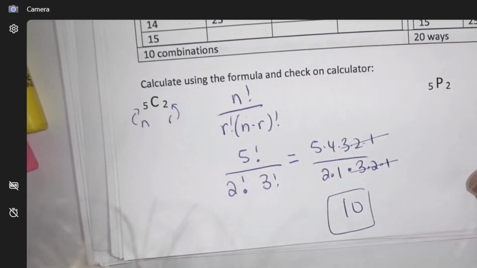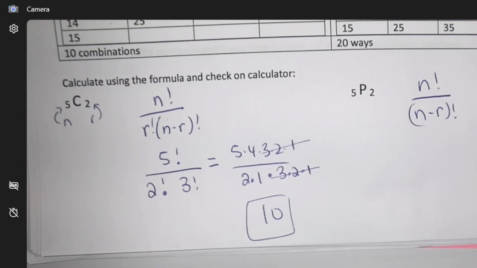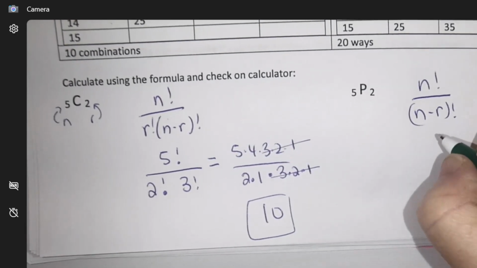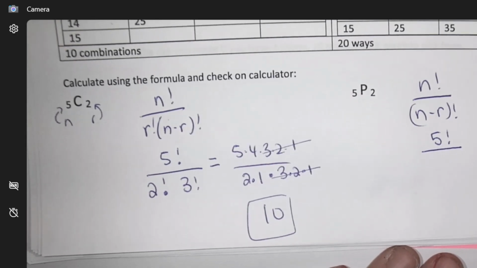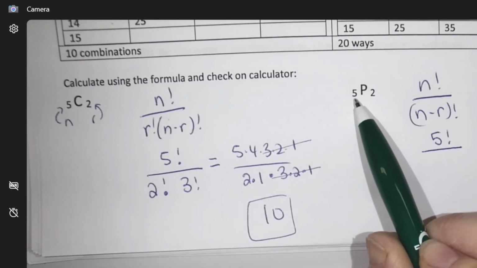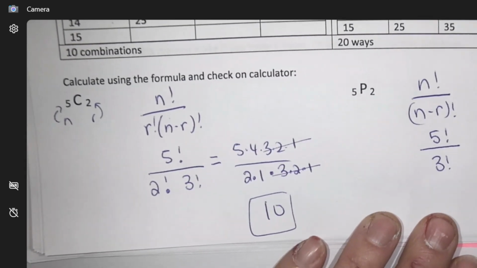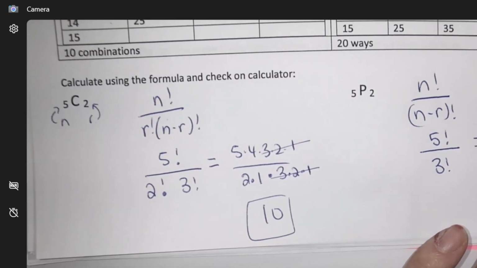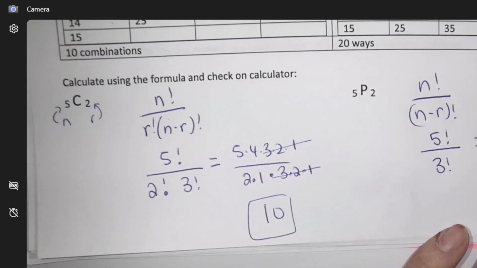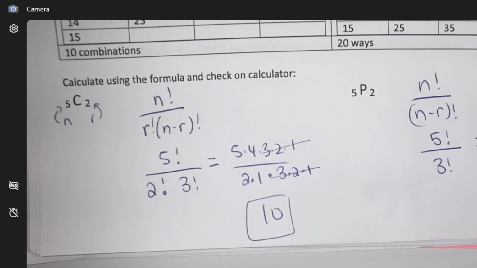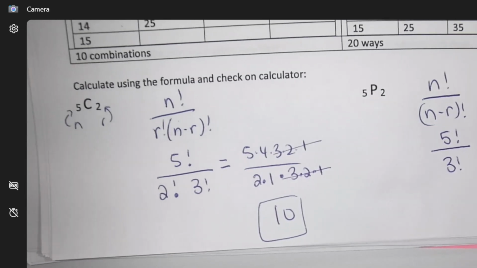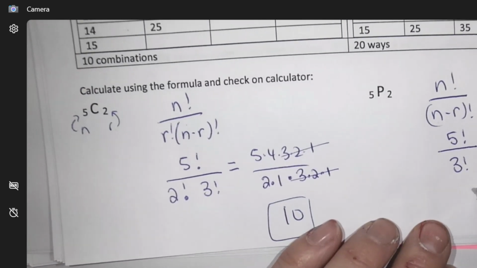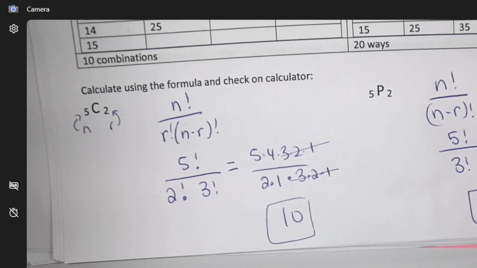Okay, and the permutation formula is just this one. So n factorial would be a 5 factorial. And then the subtraction, so 5 subtract 2 is 3 factorial. So if I expand those, 5 factorial is 5, 4, 3, 2, 1. 3 factorial, 3, 2, 1. I get 20. Okay, and there should be more permutations than combinations, right? Because the permutations added in all the switches of the orders.